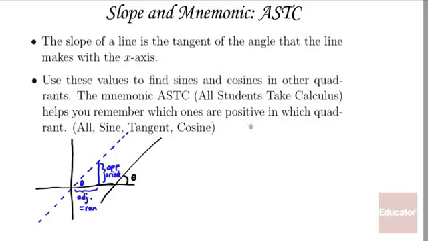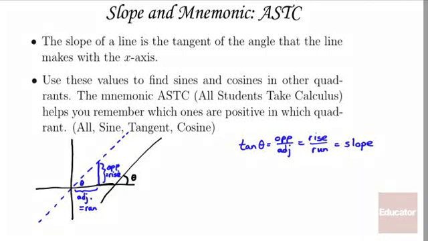So if we remember SOHCAHTOA, tangent of theta is equal to the opposite side over the adjacent side. That's the TOA part of SOHCAHTOA, which is equal to the rise over the run, which is equal to the slope of the line. So that tells you that for any line, the tangent of this angle theta that it makes with the x-axis is equal to the slope of that line.